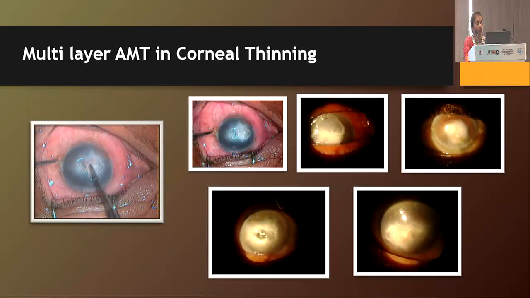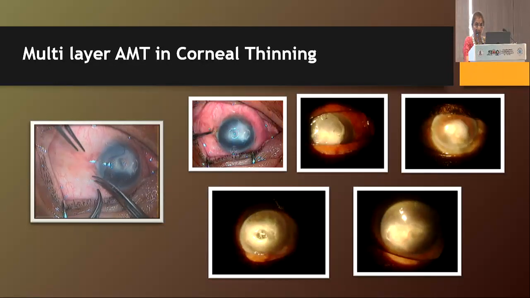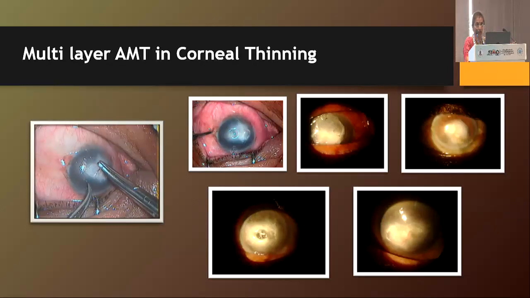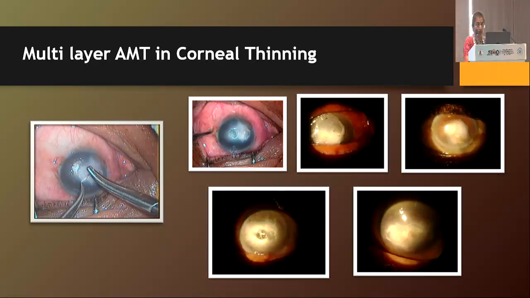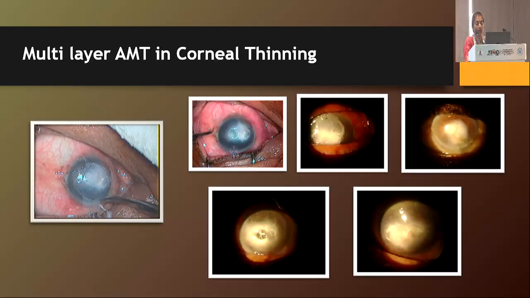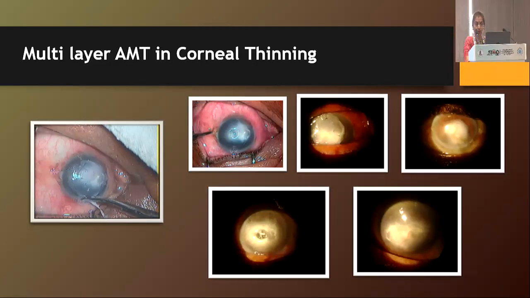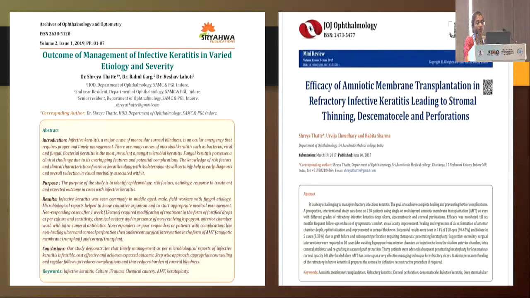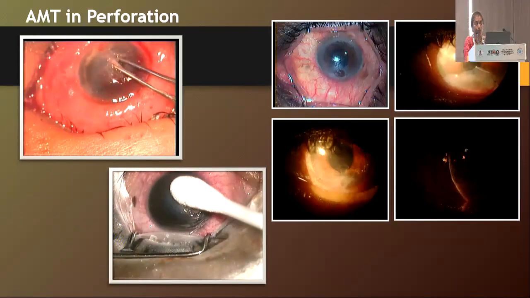Similarly, in cases with corneal thinning, the technique is the same, but at the place where the cornea is thin, you put multiple layers of amniotic membrane, fill that gap and suture it, or you can even put glue over this. Above this multi-layer of amniotic membrane, you can put a single sheet of amniotic membrane, and you can see good healing in the form of leukomatous corneal opacity. These varieties of infectious keratitis were also published in different papers.